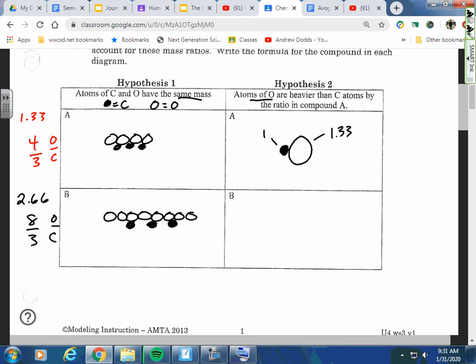Sorry, I'm going fast because we already talked about it. And then the second one, I could also have done it the same way, if instead of 1.33, I had done it this way. That would also work because a 1.33 to 1 ratio is the same as a 4 to 3 ratio. We just changed the format of it. The 4 to 3 kind of helps when we're drawing these over here.